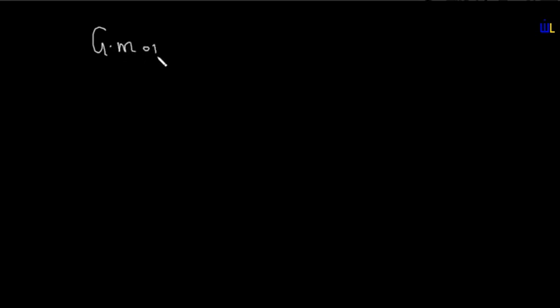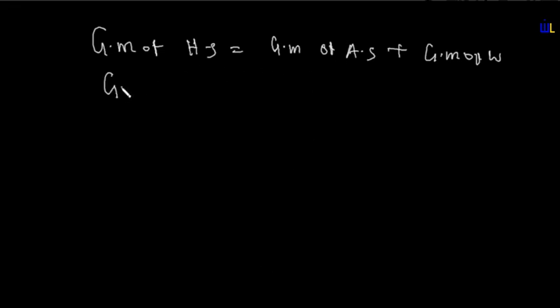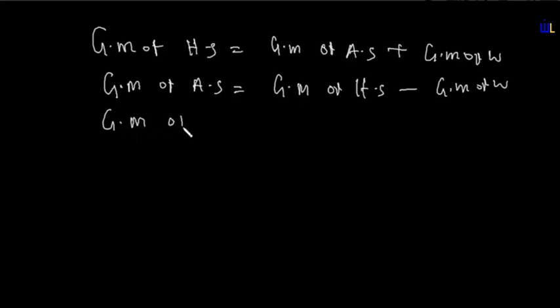Given mass of hydrated salt equals given mass of anhydrous salt plus given mass of water. Which means that if you are looking for the given mass of anhydrous salt, it's going to be given mass of hydrated salt minus given mass of water. If you are looking for the given mass of water, it's going to be given mass of hydrated salt minus given mass of anhydrous salt. What I just did, I hope it is clear to everybody.